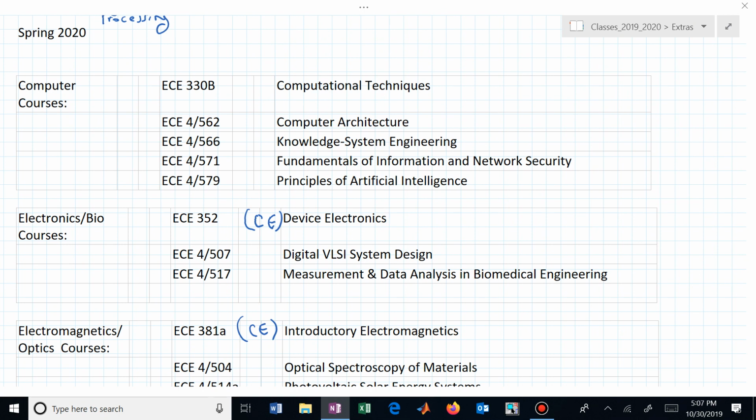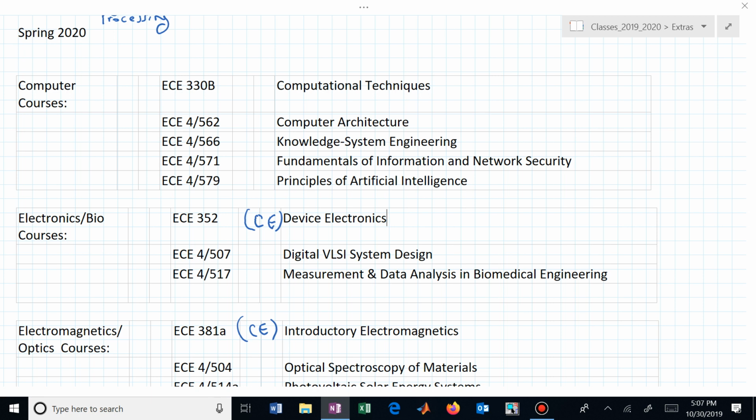330B, that used to be a required class. Now it's open as a technical elective. That's computational techniques. How do you numerically integrate? How do you numerically differentiate? How do you set up these simulations so that you know how strongly to rely on the simulation that you've just produced or are trying to create?